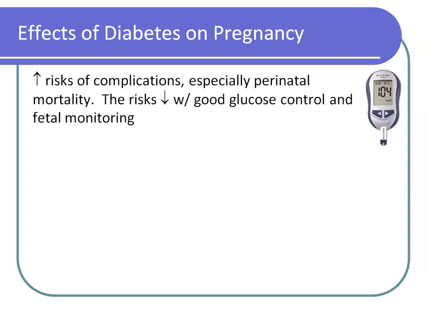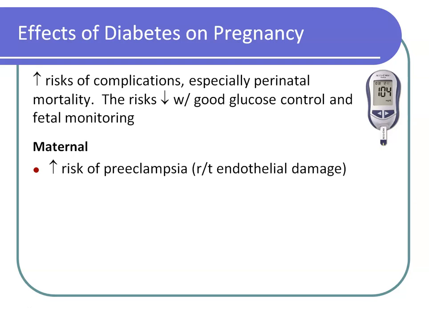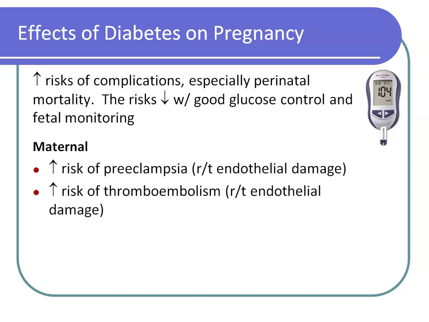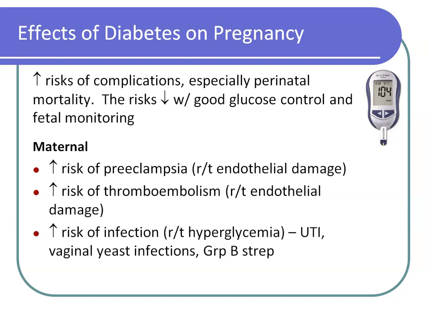Some of the risks to the mother include an increased risk of preeclampsia, which we have not discussed yet, but we will. It's a hypertensive disorder of pregnancy, and it's very dangerous, and they have this increased risk because of the endothelial damage that occurs from the hyperglycemia. There's an increased risk of thromboembolism, and this is even beyond the normal increased risk during pregnancy, and that's also related to the endothelial damage from the hyperglycemia.